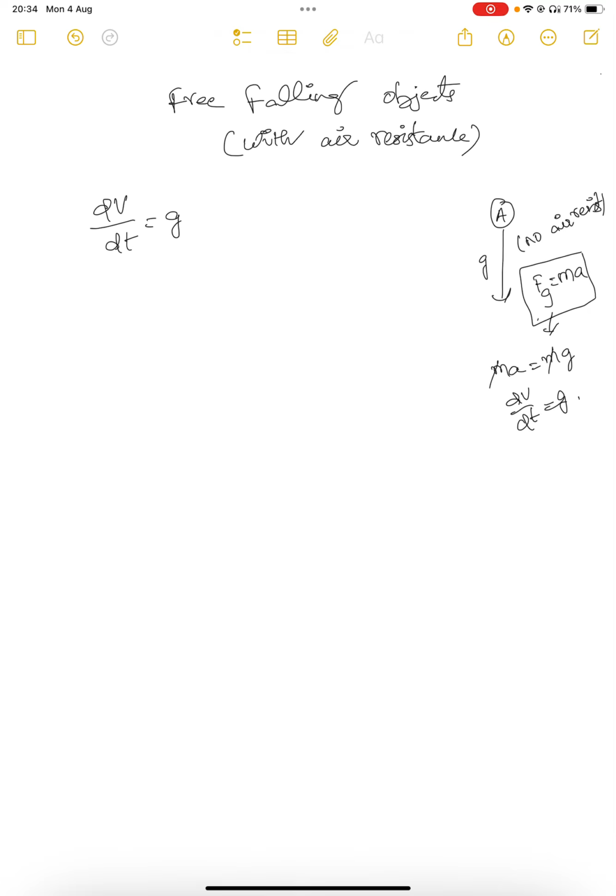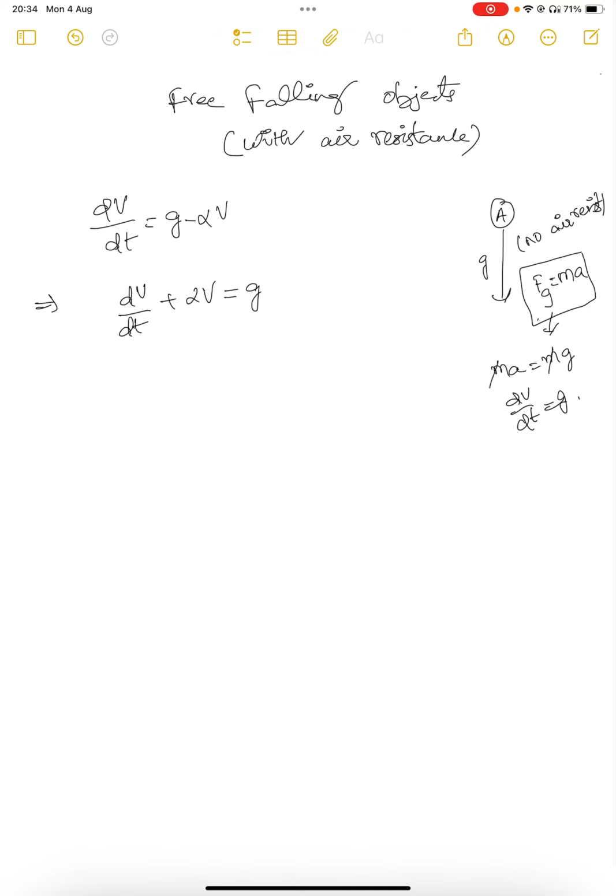But in the case of air resistance, there will be some force which is opposite, which we take as minus. We can make a rough guess that the force acting is directly proportional to the velocity of the body, so it will be alpha v, with some constant to match the dimensions. Then dv by dt equals g minus alpha v, which you can write as dv by dt plus alpha v equals g.